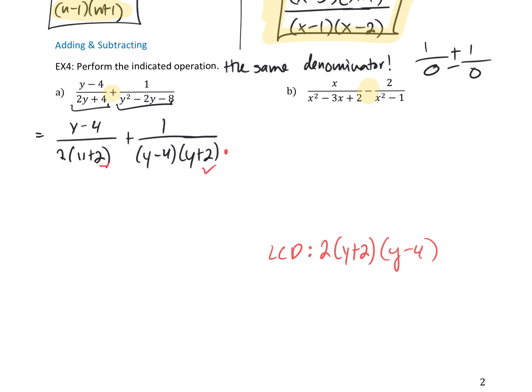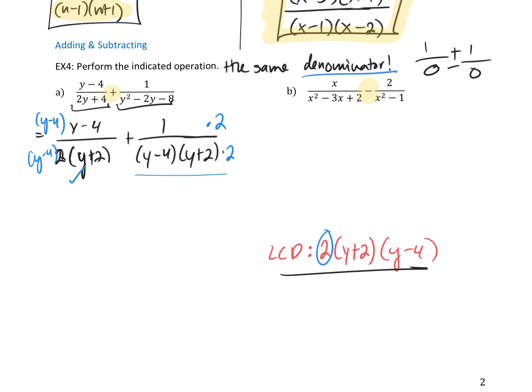Oops, I erased a little too much. That is my lowest common denominator. Now, the next question is, how do I make these denominators look like this one? Well, the first one, what is it missing? It is missing the y minus 4, so I have to multiply it by y minus 4. But I need to use a building up property, so whatever I do to the bottom, I have to do to the top as well. Okay, so now that one looks like the LCD. This next one, what is it missing? It's missing the 2. So go ahead and multiply the bottom by 2 and the top by 2. And now the denominators are all the same. So since they're the same, we can go ahead and add them.